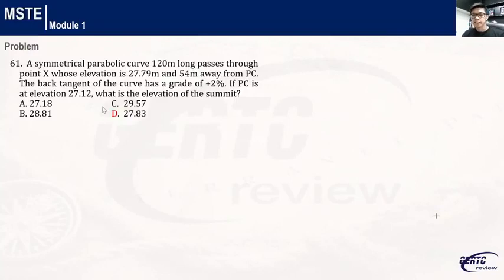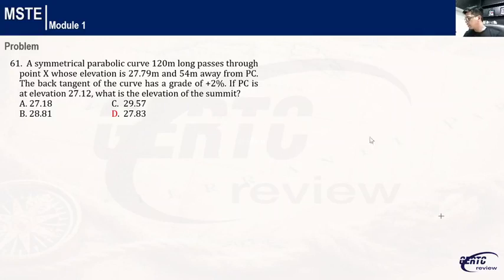Ayan. Okay. So, a symmetrical parabolic curve 120 meters long passes through point X whose elevation is 27.79 meters and 54 meters away from PC. The back tangent of the curve has a grade of 2%. If PC is at elevation 27.12, what is the elevation of the summit? Okay, so this is a symmetrical summit curve, no? Summit meaning pataas yung ating curve.